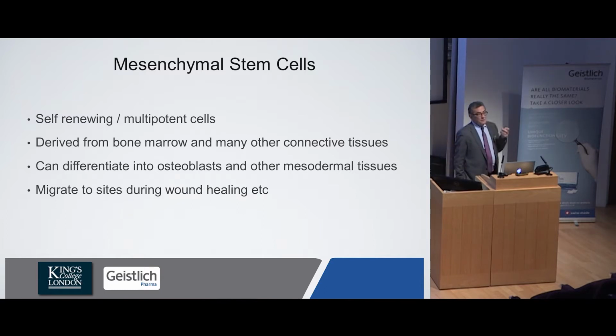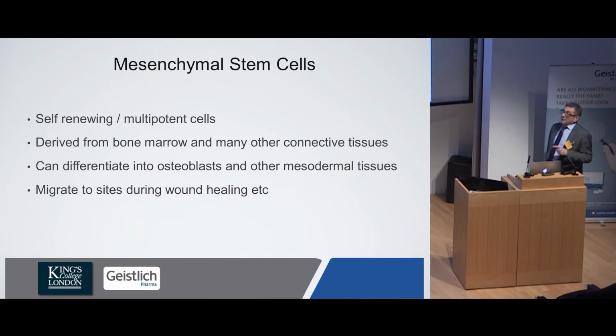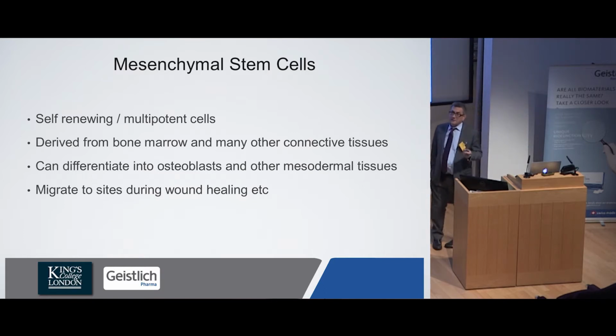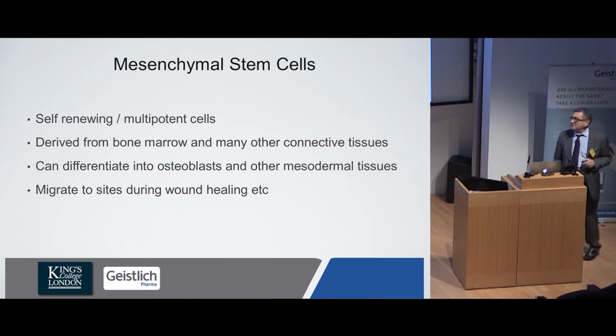What we do know is that mesenchymal stem cells are classically derived from bone marrow, from the stroma of bone marrow, because of course you also get hemopoietic stem cells in bone marrow. But you also find them in many other connective tissues. You can find them in periodontal ligament, in pulp cells, in the gingiva, fatty tissue, all sorts of places people have isolated stem cells from.